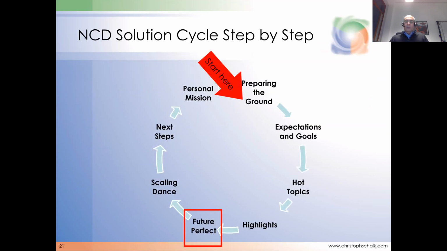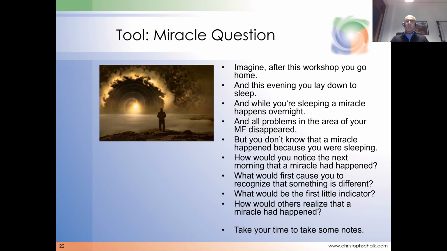Then we already move forward to the future perfect. Also here, we can use different methods. When we're using a scale from 0 to 10, again, we could talk about the 10. How would the 10 look like? But what I personally like is the so-called miracle question. That is a question that comes from solution-focused coaching, and it is an invitation to imagine such an ideal future.